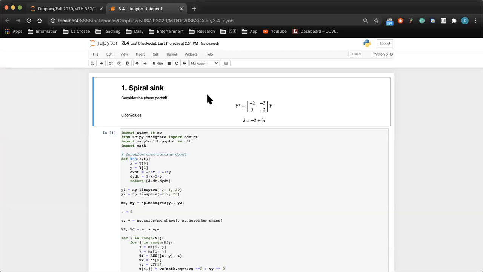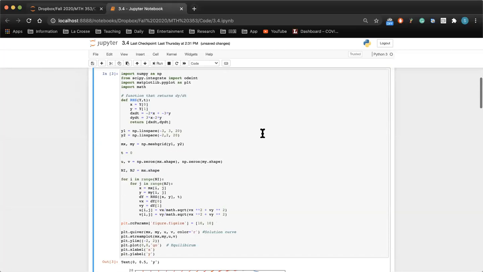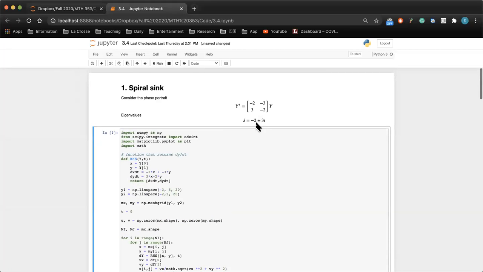I totally forgot I need to show this. Okay, let me see if you can see it. All right. Spiral, think really quickly. You did something like that. You got the eigenvalue, negative 2 plus minus 3i. 3i is going to rotate the thing. Negative 2 is the real part, and it's negative. That means this one is going to spiral. Meanwhile, it becomes shorter because it's e to the negative 2t. Okay.